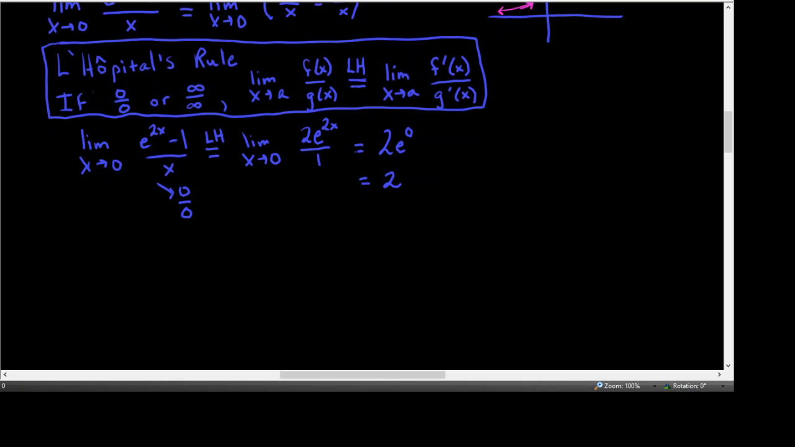L'Hopital's rule also works for one-sided limits. So if we were approaching 0 just from the right or just from the left, we can still use L'Hopital's rule if we get an indeterminate form of 0 over 0 or infinity over infinity, if we try that by substitution. So that's also a one-sided limit property that we can use.